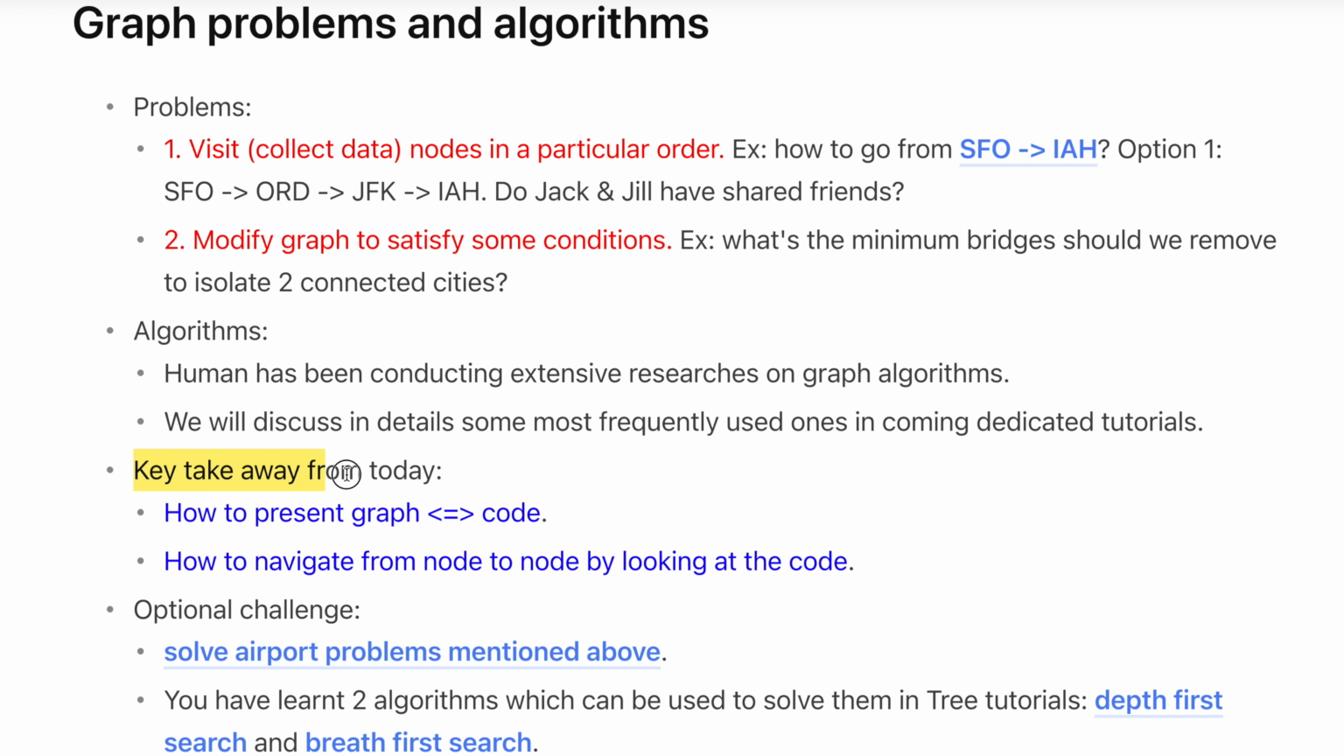But the key takeaway from today is really how to present the graph in code and vice versa, and how you can navigate from node to node in the graph by looking at the code presentation of the graph. If you can do these two things and want to feel challenged, try solving the airport problems that we mentioned above. You actually have learned 2 algorithms to solve this problem in 3 tutorials, which are depth first search and breadth first search. That's it for today's tutorial.